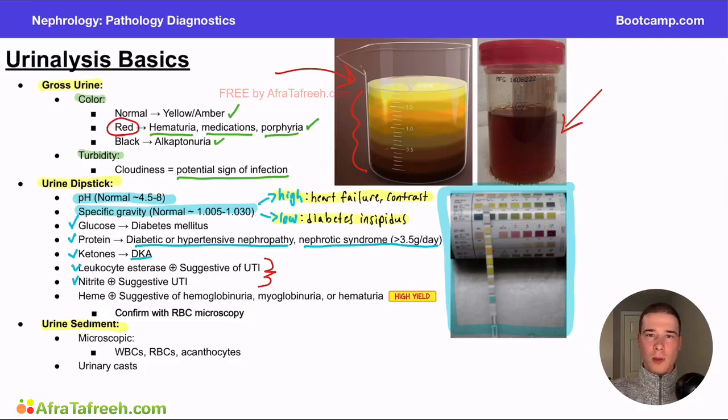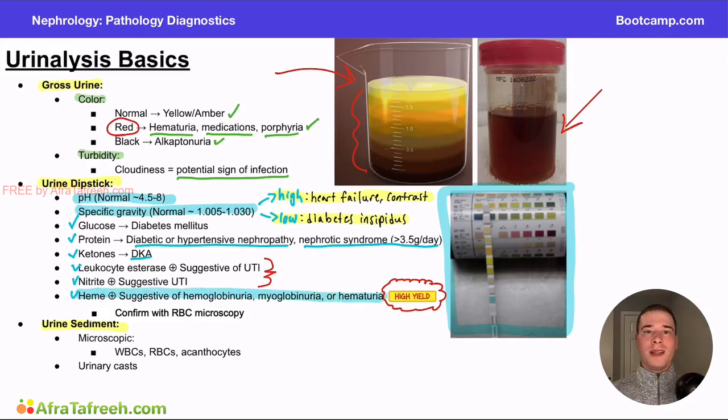And the last one I want to talk about here for the urine dipstick is the heme positive. As you can see, I've included our world famous high yield marker over here. And the reason for that is this is probably one of the most common trick questions that they like to ask students, although it's not going to be a trick for you because I'm going to tell you the secret right now. So first things first, heme positive is suggestive of hemoglobinuria, myoglobinuria, or hematuria.